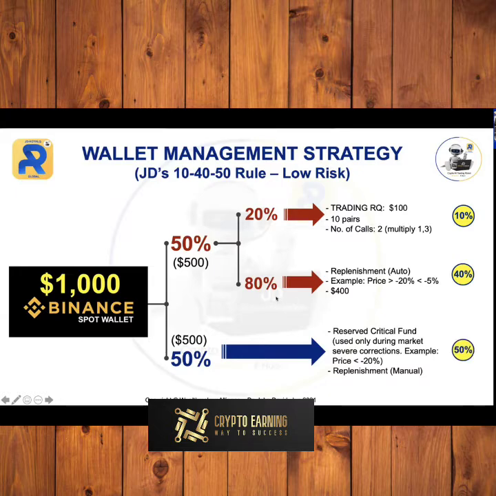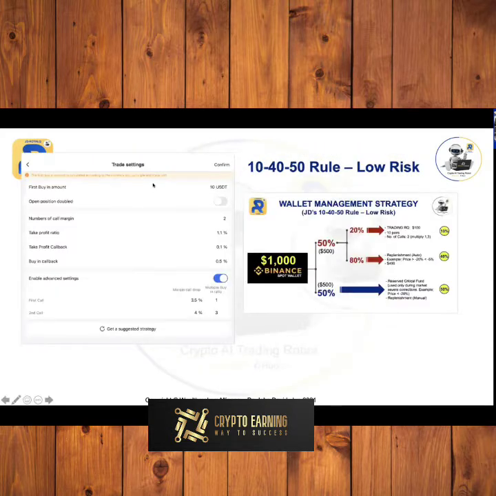Now, let's look practically at how these things work and how you should set up your trading. So here, you can see over here. Now, this is the setup. Please follow the setup. So you're going to start with $10. If you have $1,000, you're going to start with $10. So even if you have $100, you're going to start with $10. So don't go higher when you're using low risk.